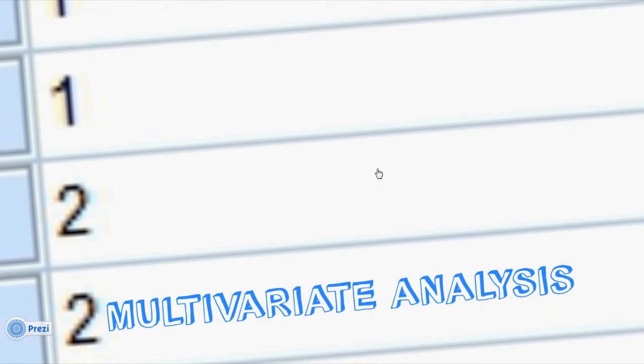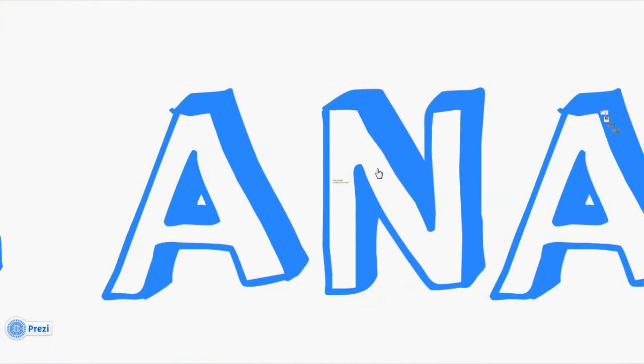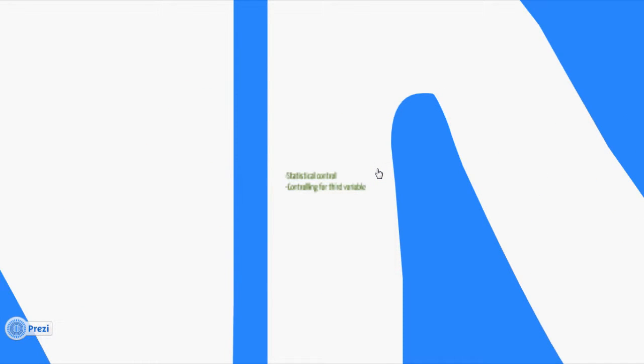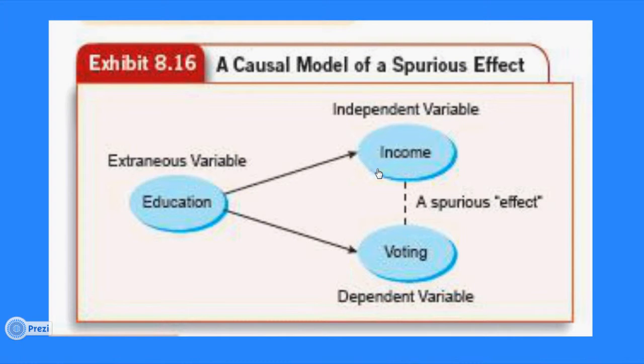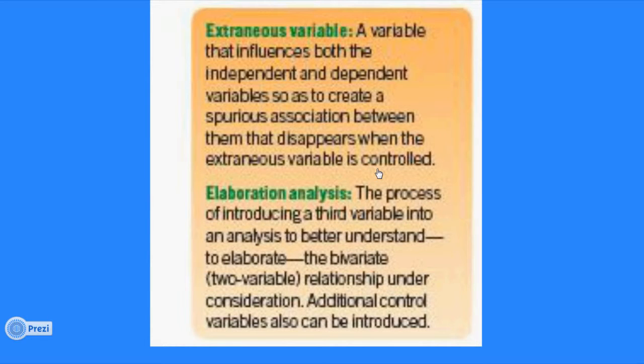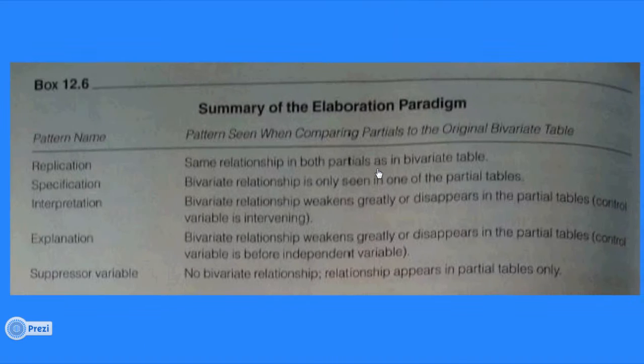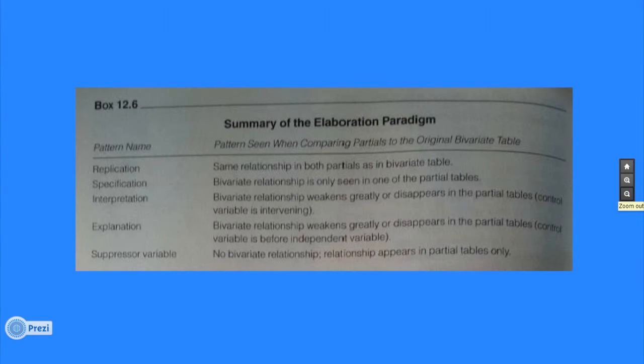There are two important concepts under multivariate analysis, and that is statistical control and controlling for a third variable. This presents a model for controlling the third variable, the extraneous variable, and the elaboration analysis. This is a summary of the elaboration paradigm: replication, specification, interpretation, explanation, and suppressor variable.